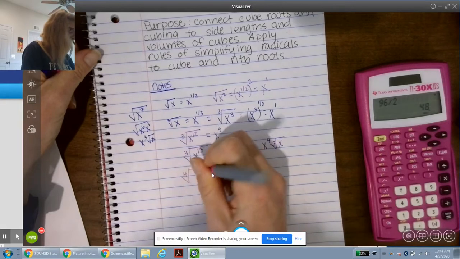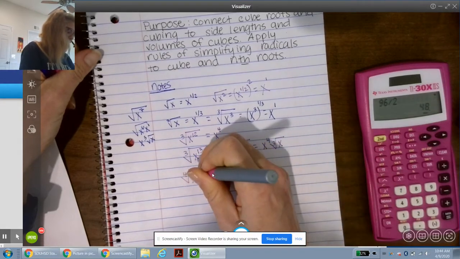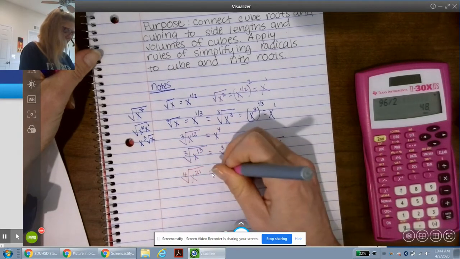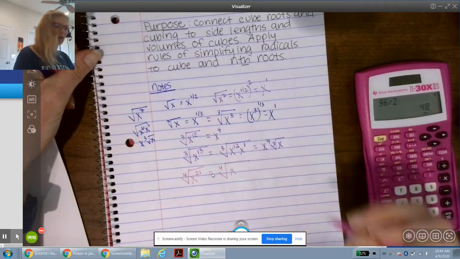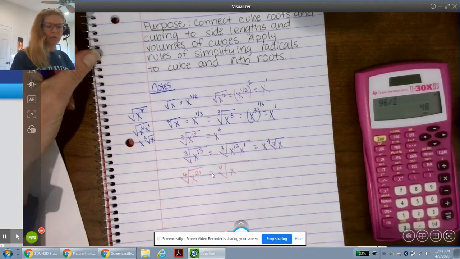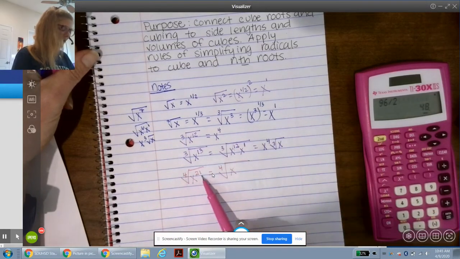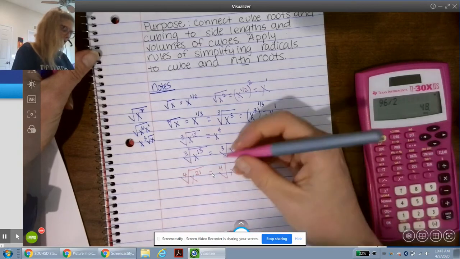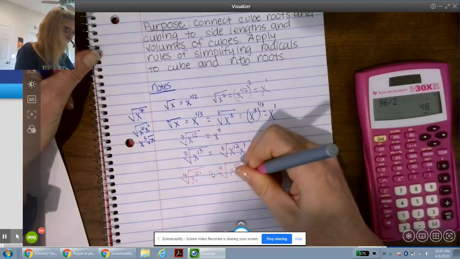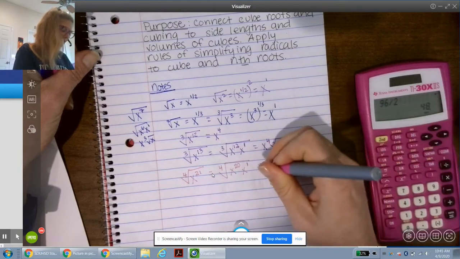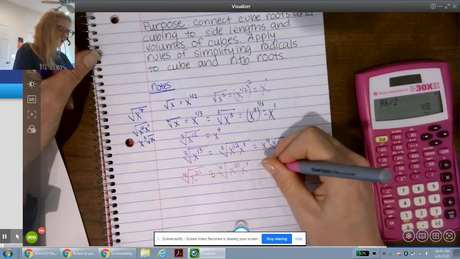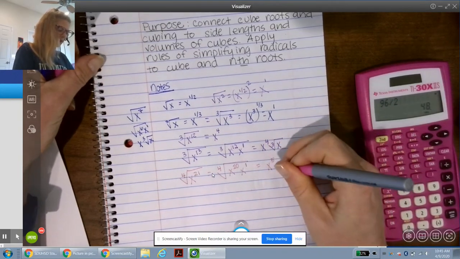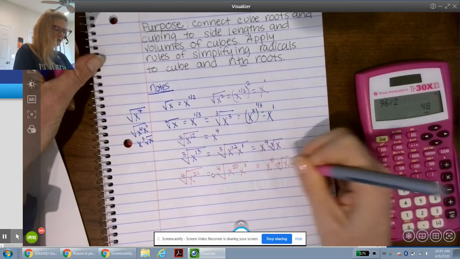If you had the 4th root of x to the 21st, well, that's the 4th root of x to the, what's the biggest multiple of 4 that's less than 21? 20. So the 4th root of x to the 20th times x to the first. 20 divided by 4 is 5. Pull that on out. x to the 5th, 4th root x.